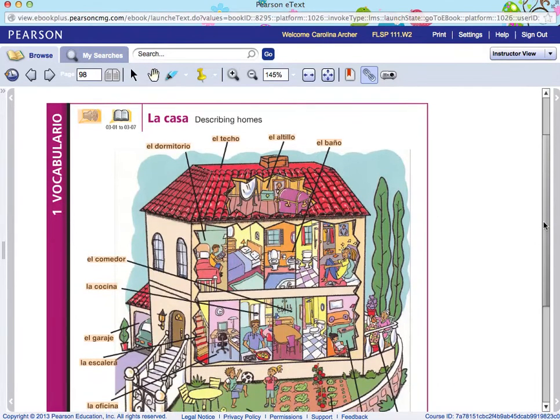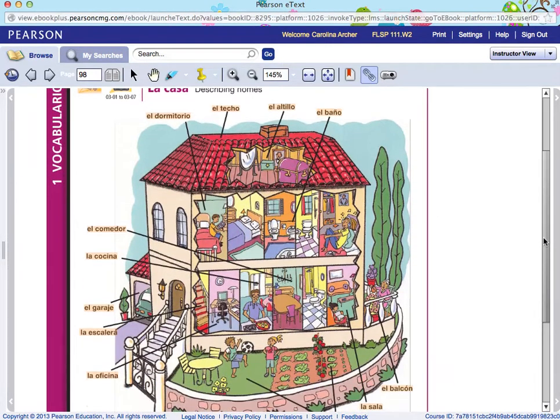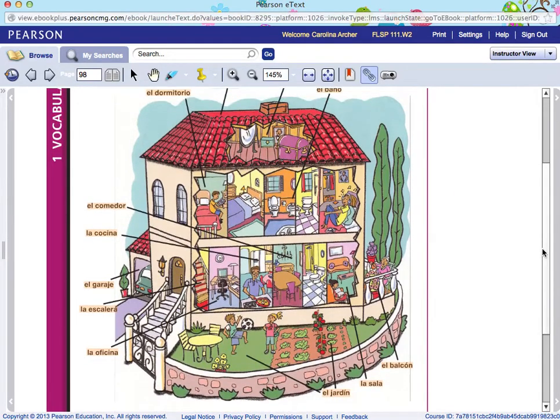So this is the vocabulary for la casa. Okay, so we're going to start here in the bottom, describing different parts of the house, like el jardín, the front yard, el jardín. And remember, in your ebook you can click here and you can hear the pronunciation. Okay, so take advantage of that. La sala, the living room, la sala, el balcón, the balcony, la oficina, the office, la escalera, the stairs, la escalera, el garaje, la cocina, the kitchen, el comedor, the dining room.